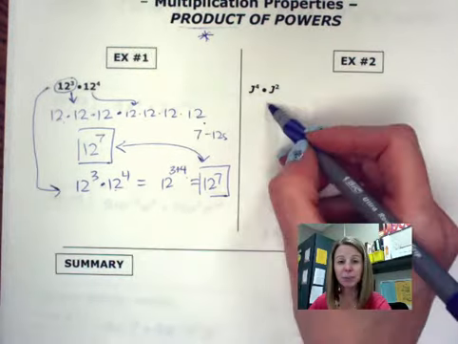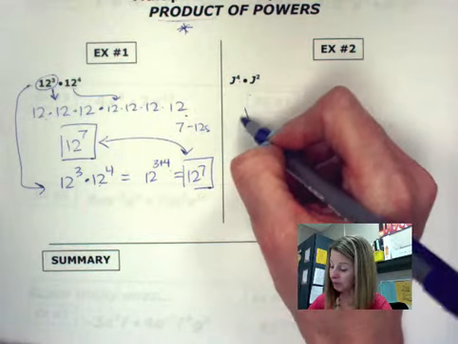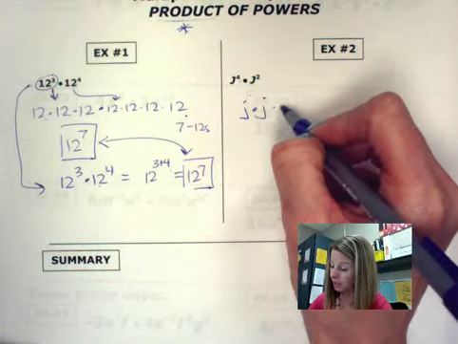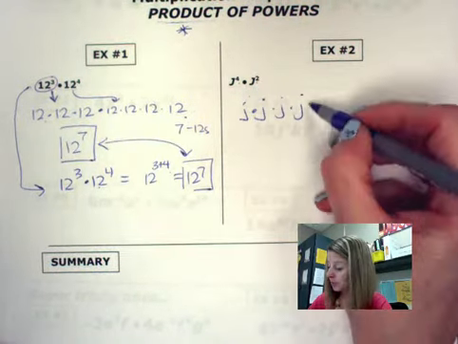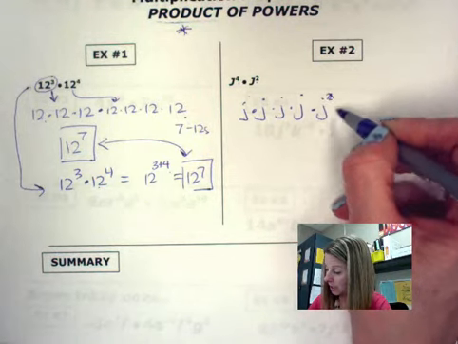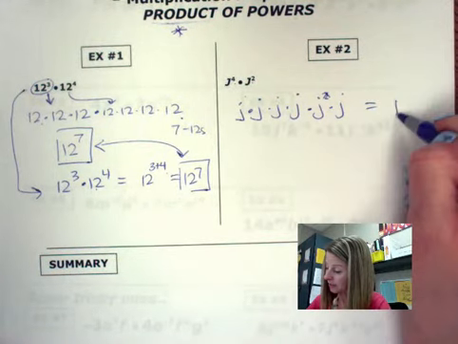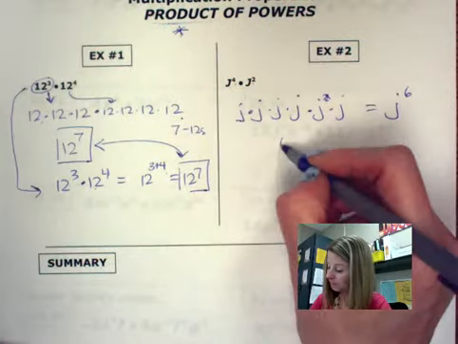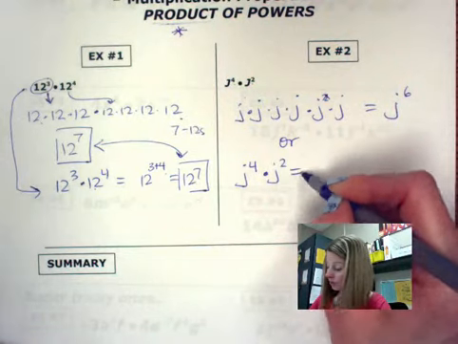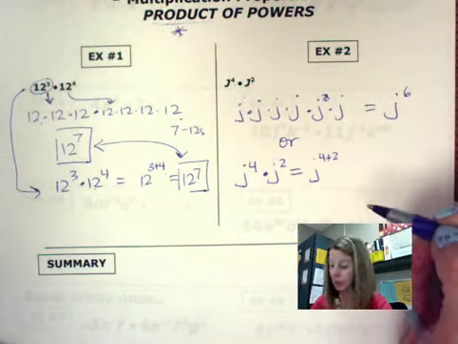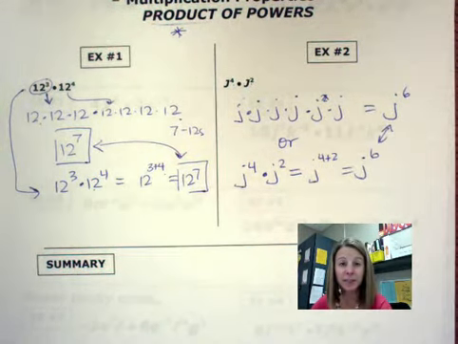So let's do that one more time on example 2, and then we'll just stick to following the rule. So j to the fourth, if I write that out, is the same as j times j times j times j, right? There are 4 of them. Now I have 2 more, so I have to multiply by j times j. So when I count them up, I have 1, 2, 3, 4, 5, 6. That would be j to the 6th power. Or j to the fourth times j to the second is equal to j to the 4 plus 2 power, and I know that 4 plus 2 is 6. So again, here are my answers that are the same.